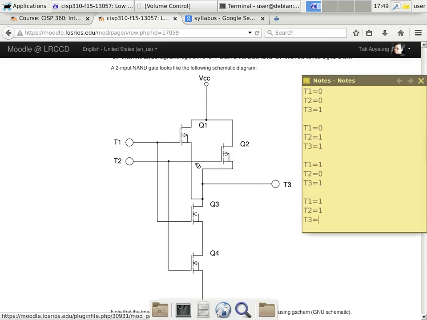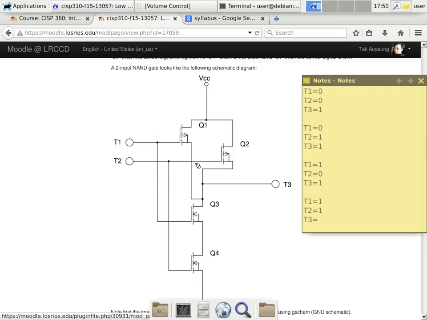T1 is high, and a high voltage will turn on an N-channel MOSFET. Q3 is on. It completes the circuit. Same thing applies to T2. It has a high voltage, and a high voltage at the gate of an N-channel MOSFET turns the MOSFET on. So Q4 is on as well. This completes the circuit. Both switches in series are now turned on. So now we have a path to go from T3 through Q3 through Q4 to ground. And that's why T3 is going to be a low voltage this time.